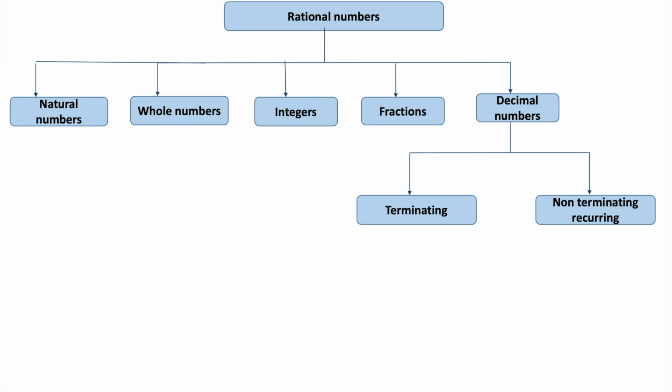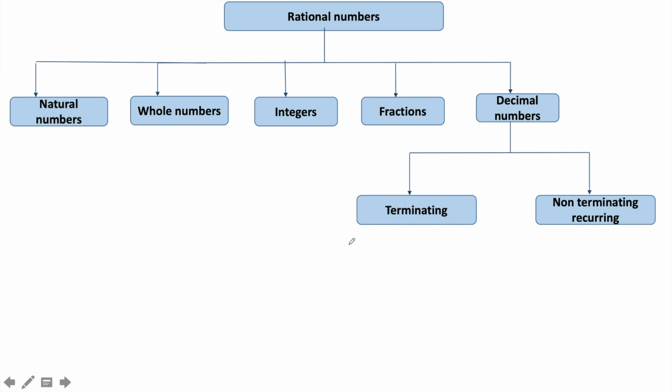Rational numbers consist of natural numbers, whole numbers, integers, fractions, decimal numbers. Decimal numbers can be classified into terminating decimal numbers and non-terminating recurring decimal numbers. So our topic is decimal expansion of rational numbers now. Let us write with some examples.